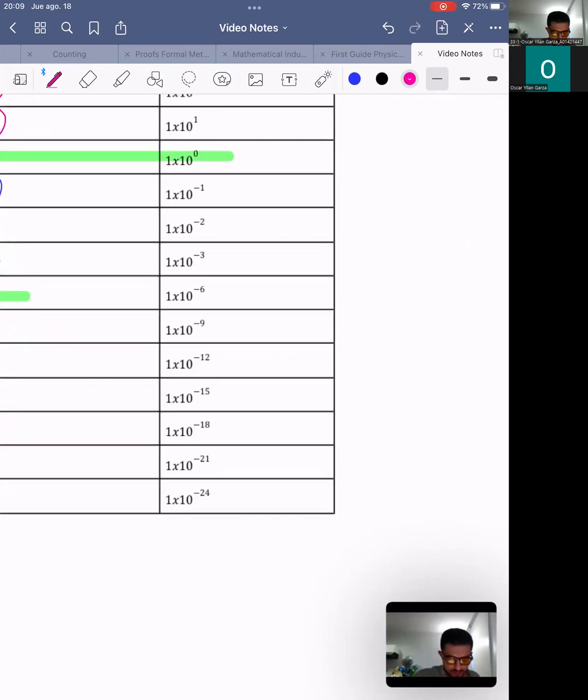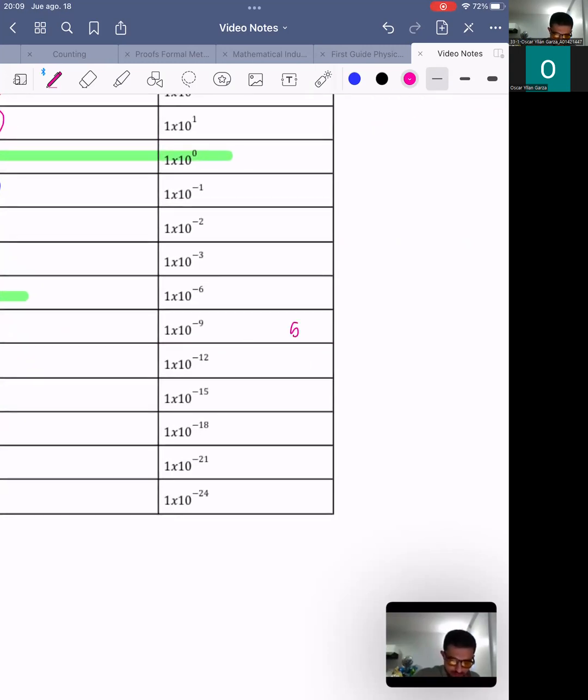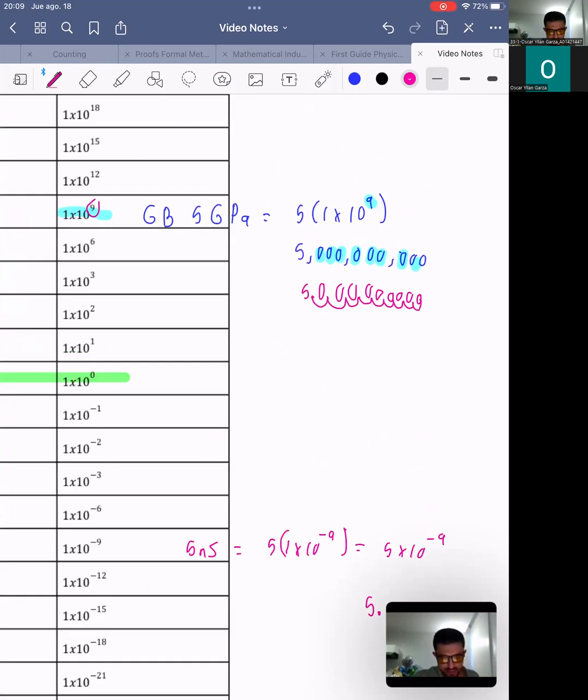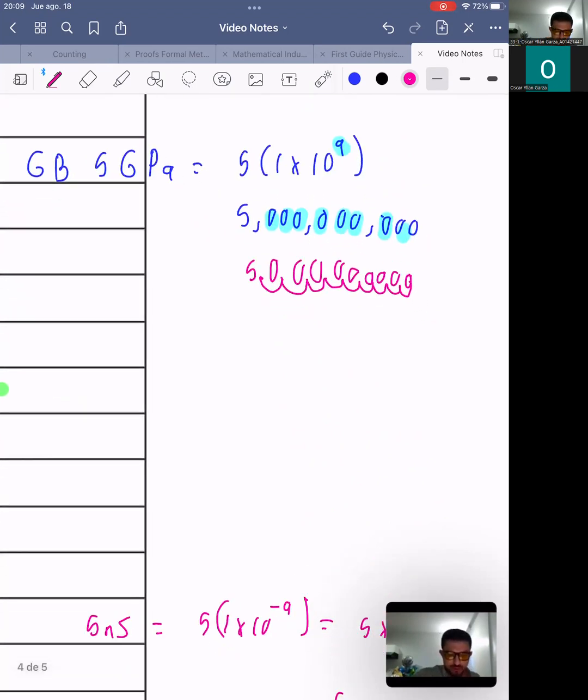But when we have, for example, 5 nanoseconds, it is telling us kind of the same: 5 times 10 to the minus 9. Remember, if the exponent is positive, we move the point to the right.